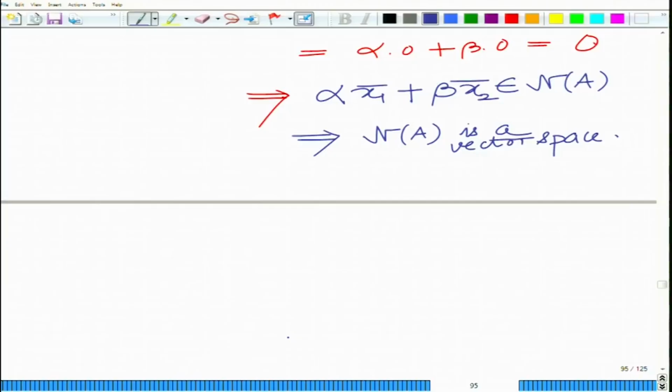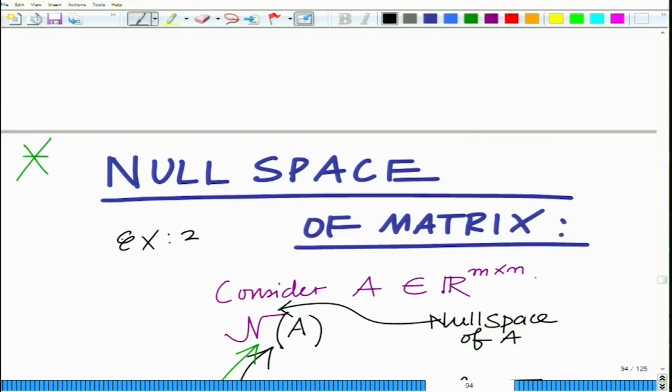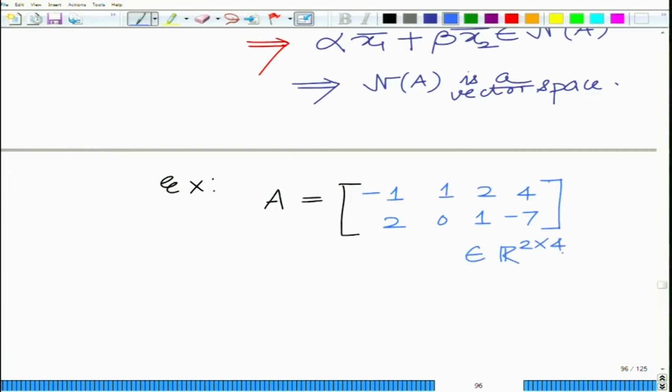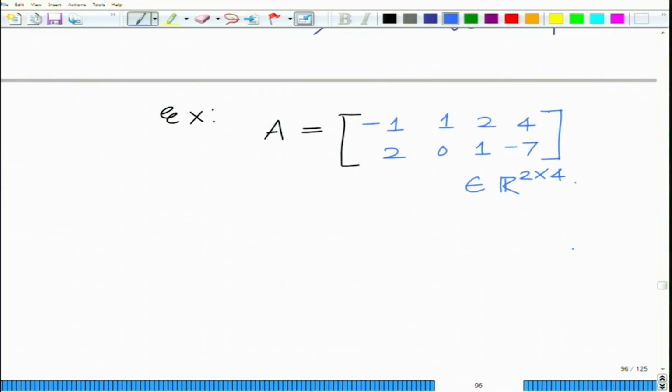Okay. Now, let us consider an example. This is example number 3 that we are looking at. For instance, let us consider a matrix A that is equal to minus 1, 1, 2, 4, 2, 0, minus 1, 7, and this is a 2 cross 4 matrix, belonging to the set of 2 cross 4 real matrices, and what we want to do is find the null space of this matrix.